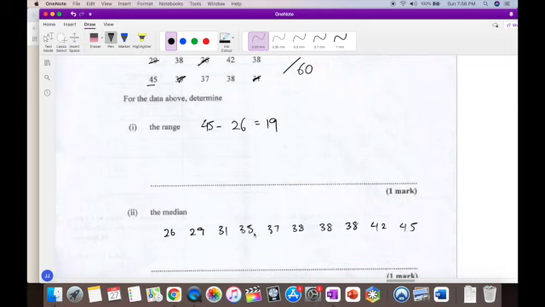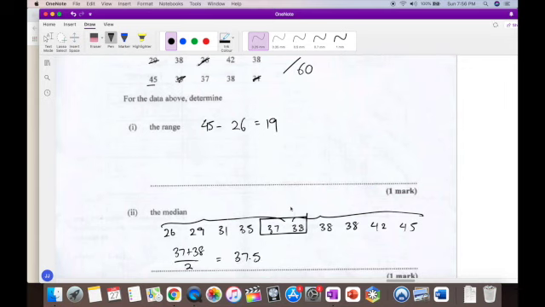1, 2, 3, 4, 5, 6, 7, 8, 9, 10, and with the median, I am going to take these 5, and then these 5, and look at these 2 in the middle here, because it's an even number, means I don't have one number in the middle, I have 2. And so I'm going to need to take these 2 and divide by 2. So 37 plus 38 divided by 2 will give me 37.5. So the median is right there in the middle.